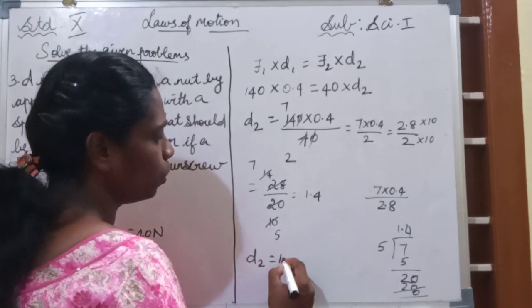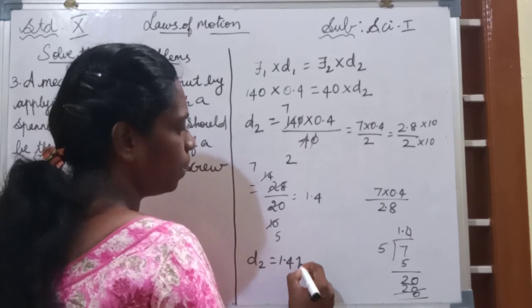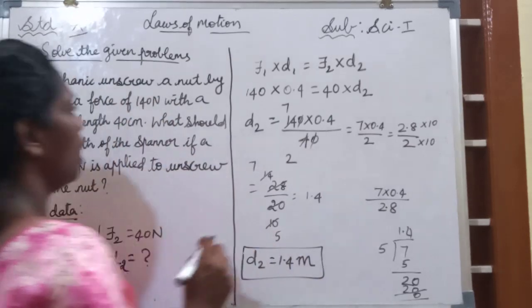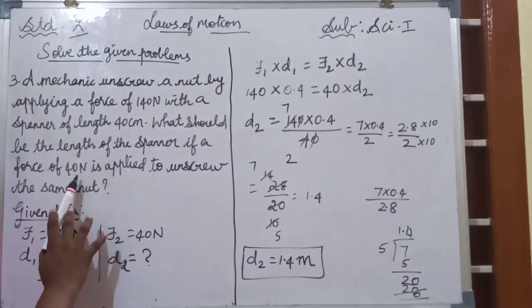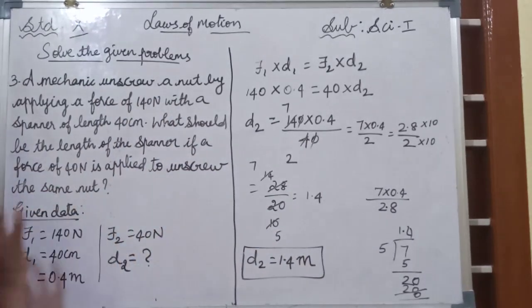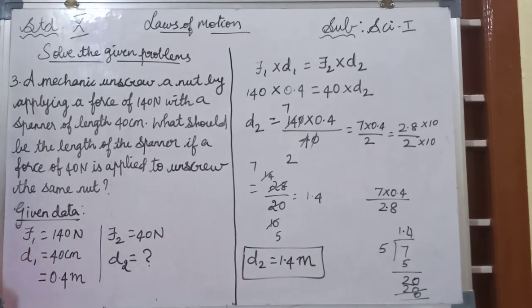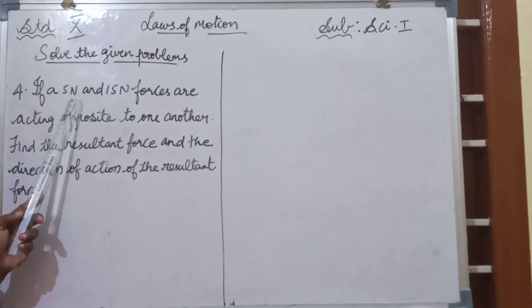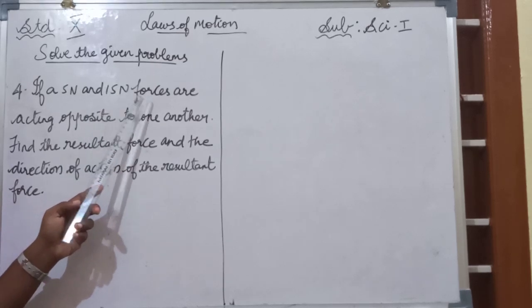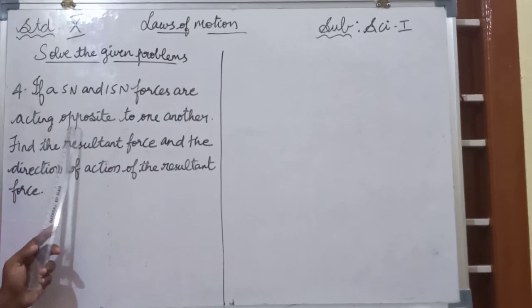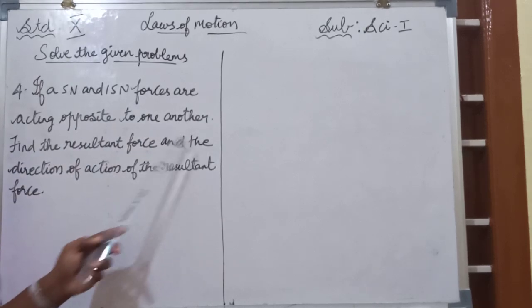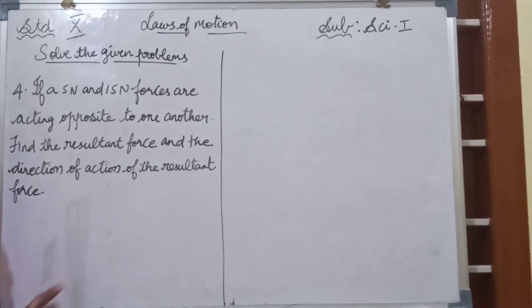So what is D2? D2 is equal to 1.4. What is the unit I told you? Meter. So to unscrew the same nut with a force of 40 N, we need a length of 1.4 meter. Question: if a 5 N and 15 N forces are acting opposite to one another, find the resultant force and the direction of action of the resultant force.